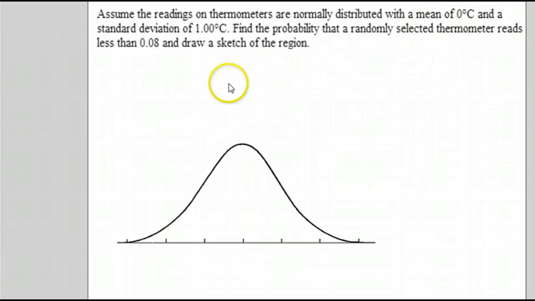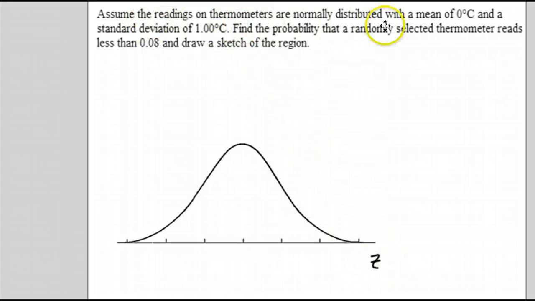Anyway, they're made to have that reading, but because humans make them, sometimes they're not exactly calibrated correctly. So anyway, the mean is 0, standard deviation is 1. That lets us have a z distribution. So that's why it's telling me that information.